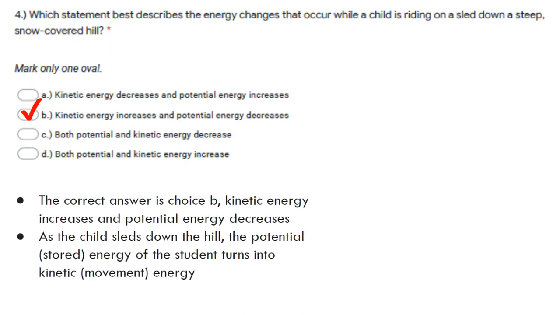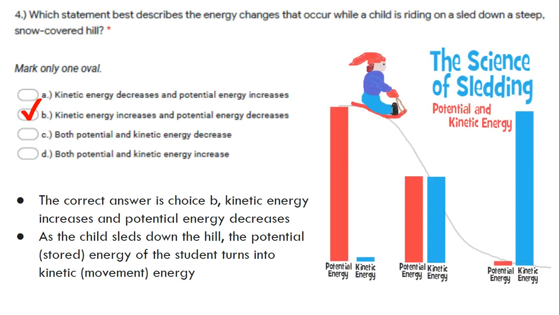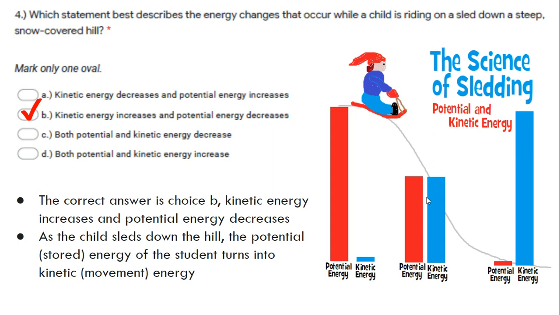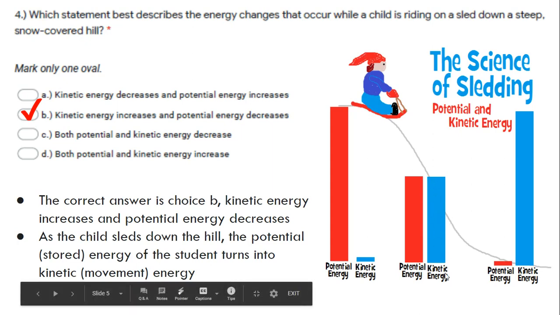As the child sleds down the hill, the potential energy of the student turns into kinetic energy. Let's look at a picture of this. So at the top of the hill, the child has a lot of potential energy, but they're not moving, or they're starting to move a teeny tiny bit, so they have a little bit of kinetic energy. As the child goes down the hill, they start to gain speed. That's our energy of movement, kinetic energy, but we start to lose potential energy.